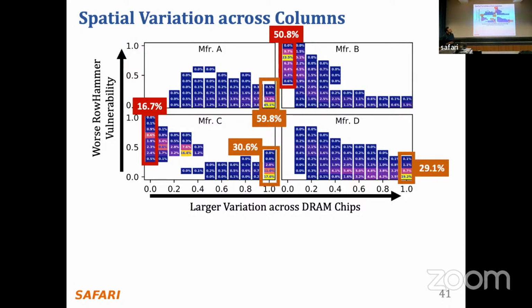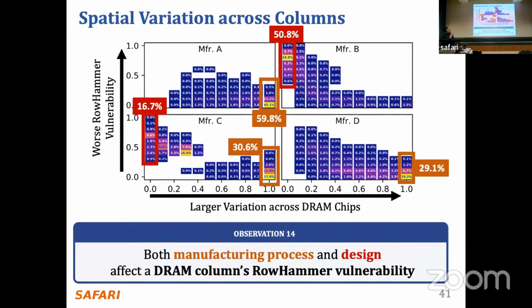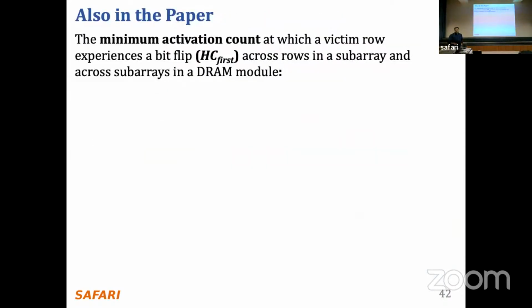We also look at this variation across columns and chips across different manufacturers, and we observe different accumulations here. For example, DRAM modules from manufacturer A have some accumulation here, right bottom corner. This is Micron, and this means that the chips we test from Micron have a high variation in RowHammer vulnerability based on their manufacturing process variation. But if you look at Samsung, for example, manufacturer B, it's the opposite, right? This is like half of the chips, and their vulnerability is based on some design decisions. And here is Nanya, for example, it's again manufacturing process variation. So we conclude that both manufacturing process and design can affect RowHammer vulnerability of DRAM chips.